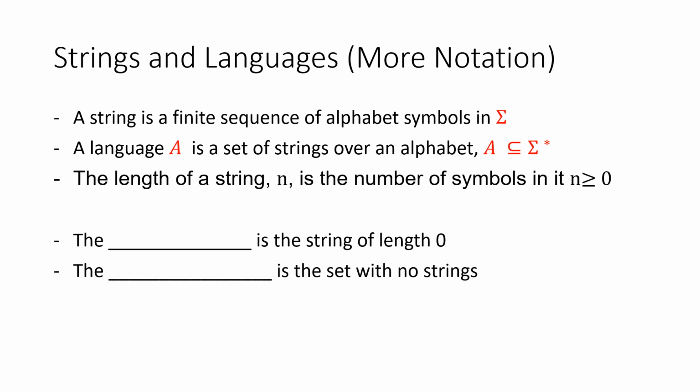A couple more vocabulary terms here. The empty string epsilon is the string of length 0, and the empty language, which is like the circle with a slash through it, the empty set, is the set with no strings.